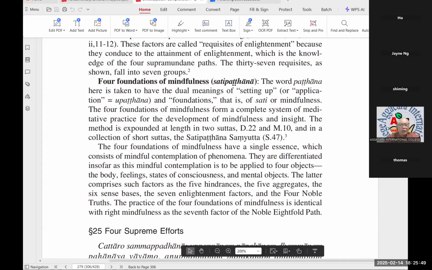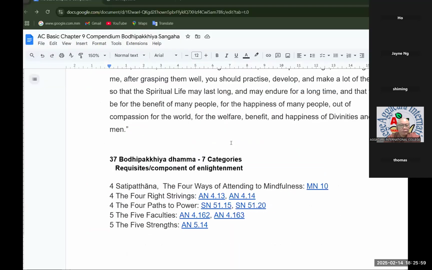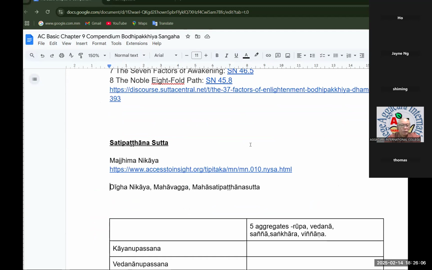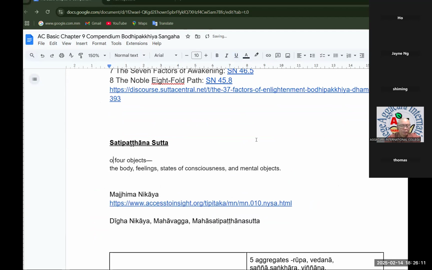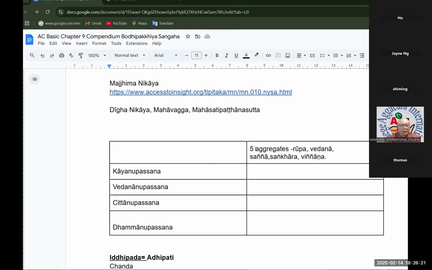Okay, up to here, thank you. So we have these four objects. The main thing is these four objects. I just copied it. So the first one is Satipatthana. It already says we have a few suttas here from the Majjhima Nikaya and the Digha Nikaya. Majjhima Nikaya means middle length and Digha means long length. So anyway, we have this kaya, vedana, chitta, and dhamma.